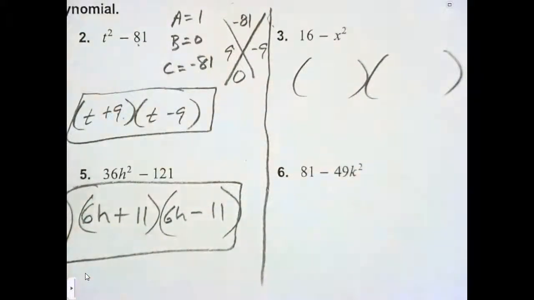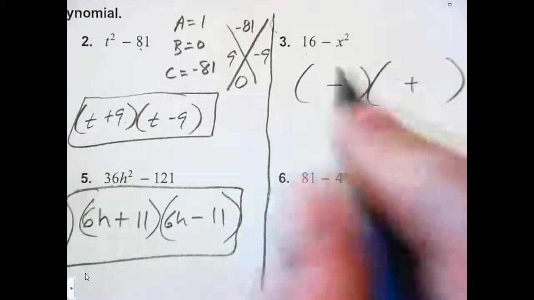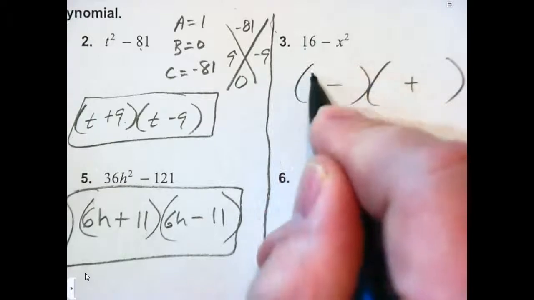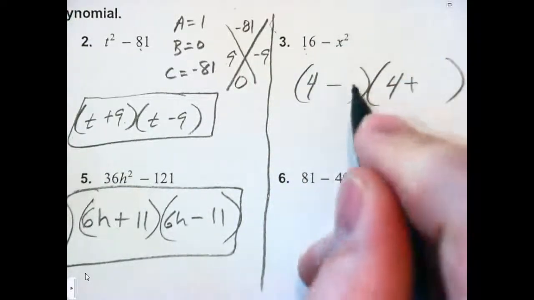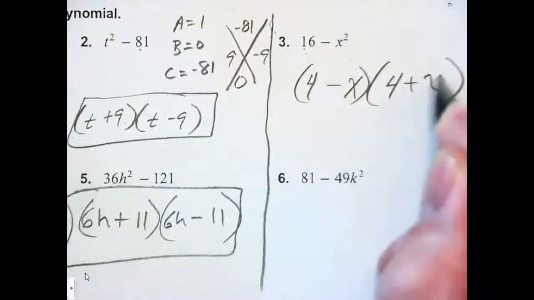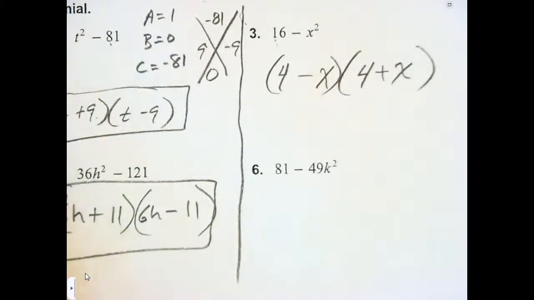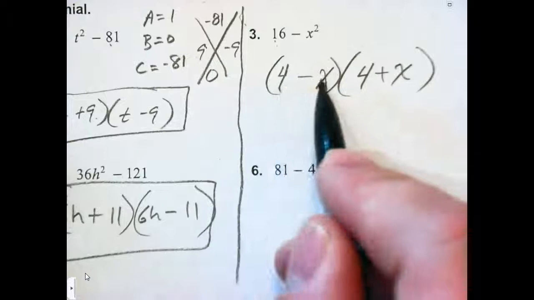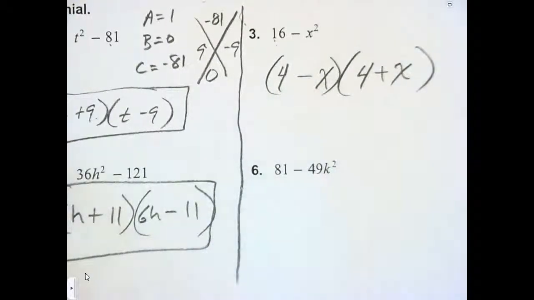Are they both perfect squares? Yes, there's a difference in between. So, square root of 4 or 16. Square root of x squared, 1x. There it is. You cannot reverse them. You cannot call it 4 or x minus 4. It's 4 minus x and 4 plus x.